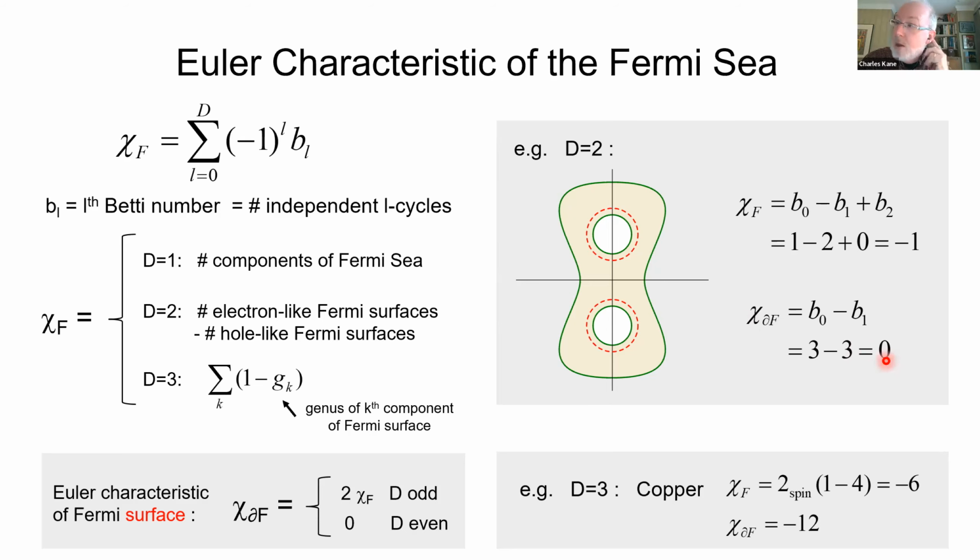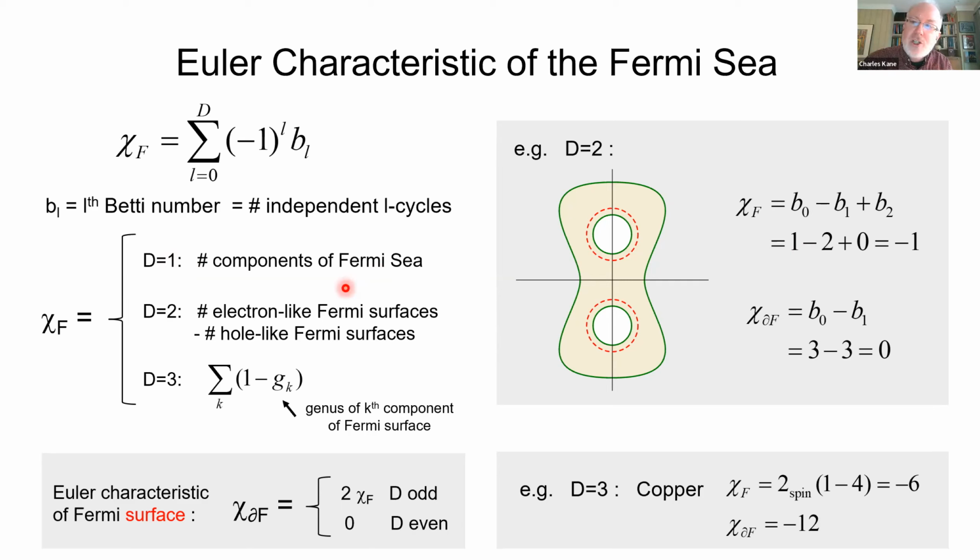And so the Euler characteristic of the Fermi sea has a little bit more information in it than the Euler characteristic of the Fermi surface. In general, they're related to each other. In one dimension, as I said, the Euler characteristic just measures the number of components of the Fermi sea.